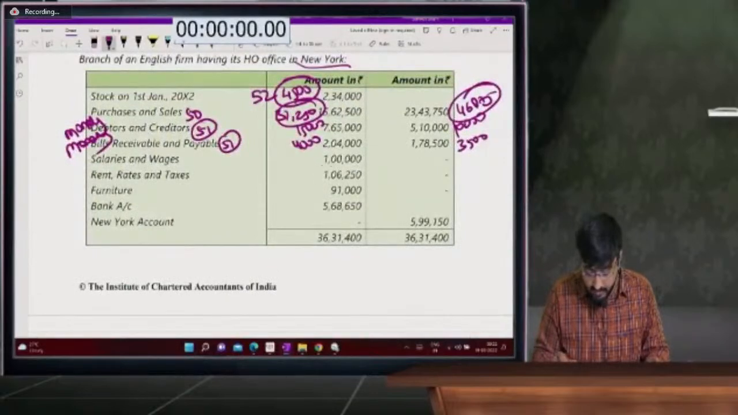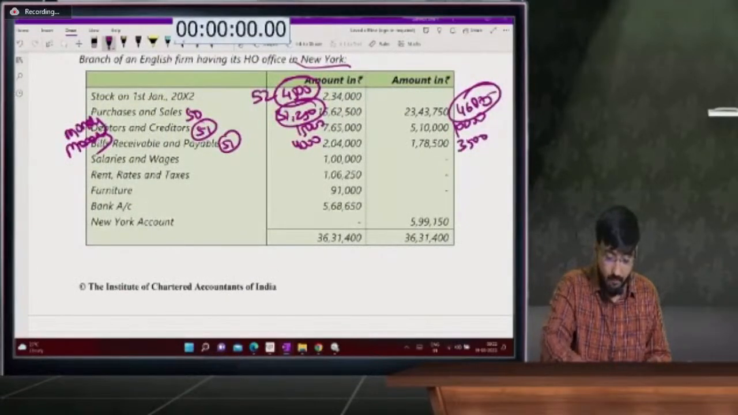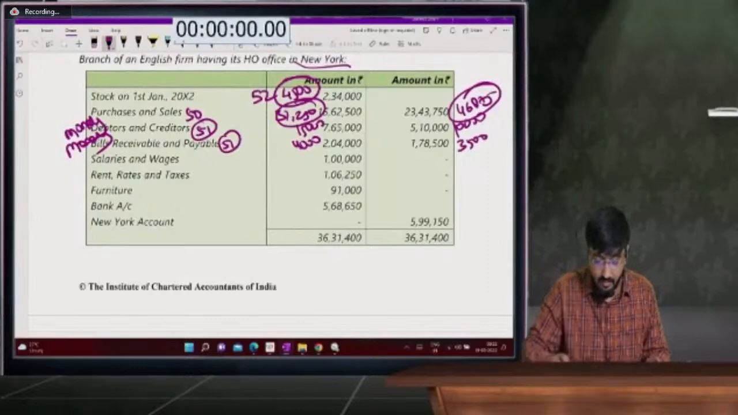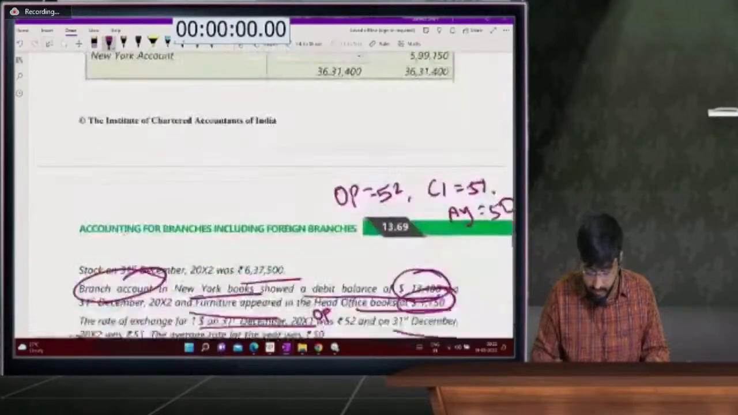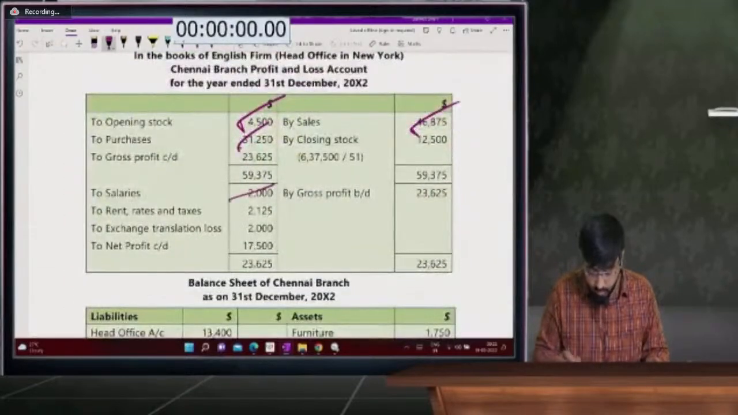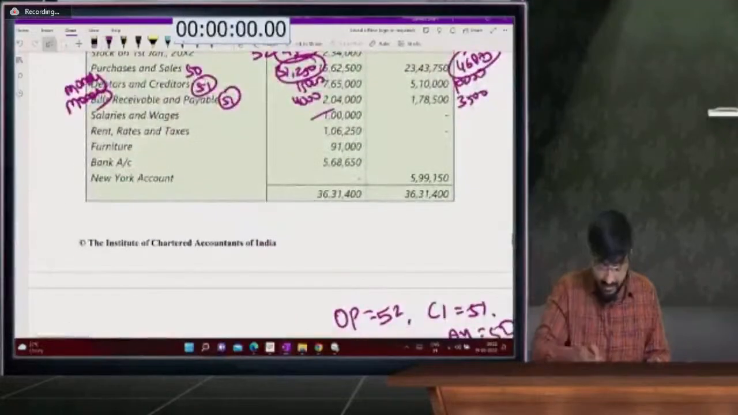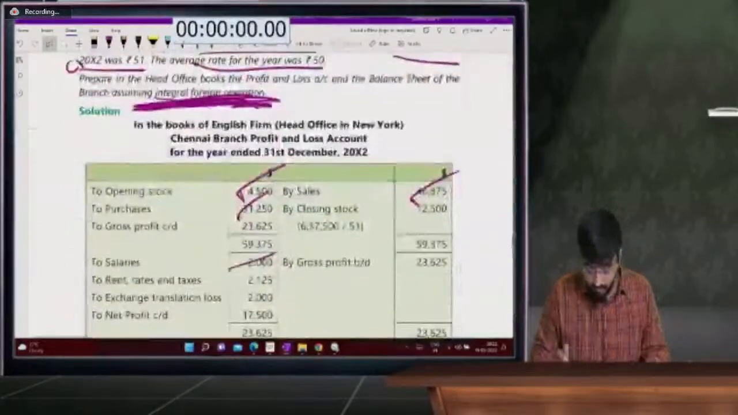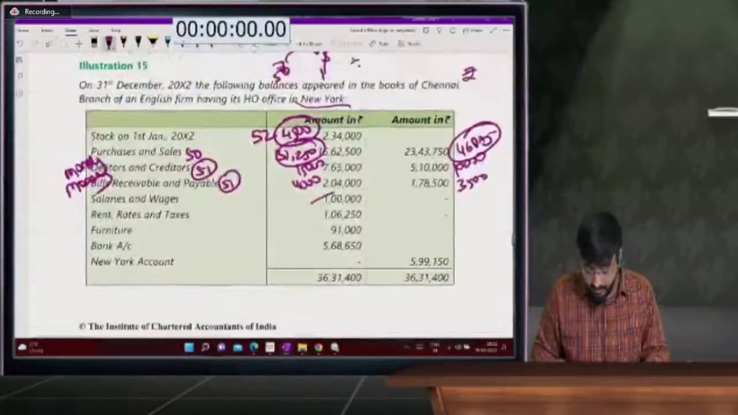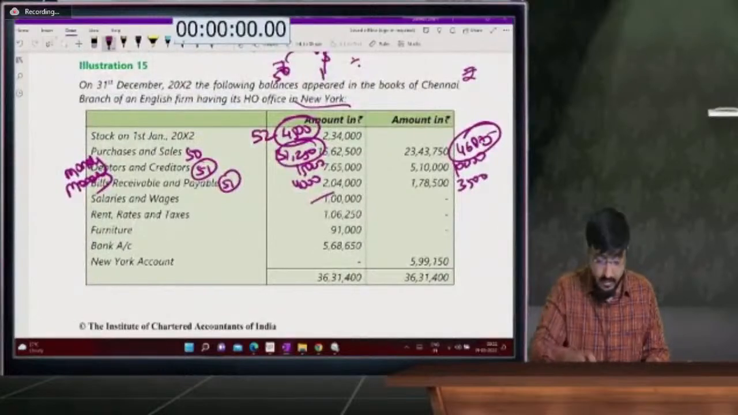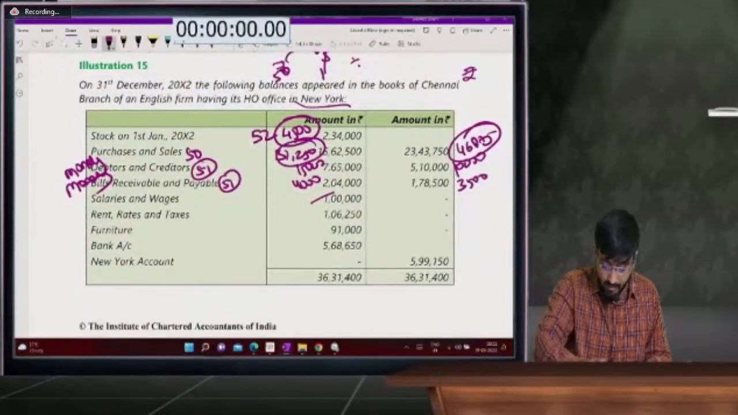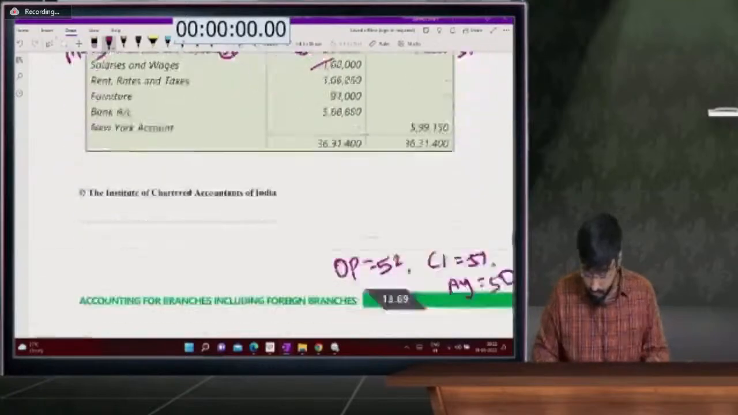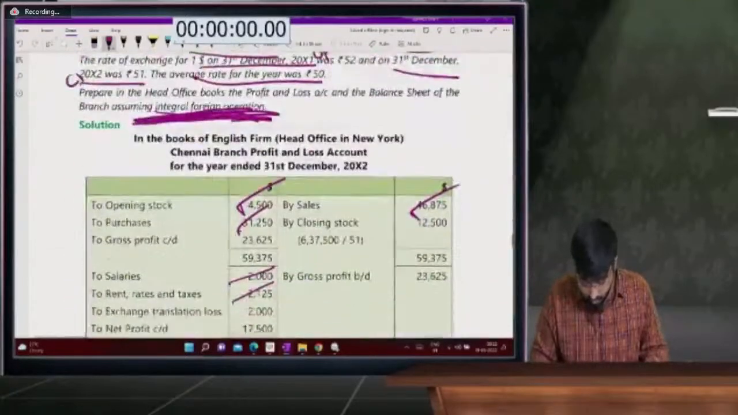Salary and wages: 1 lakh divided by 50 because the average rate is 50. So 2,000 salaries and wages on the debit side of the P&L. Then 1,06,250 divided by 50 is 2,125. Yes, correct. And now rent, rates and taxes 1,06,250. So this is 2,000 and 2,125.